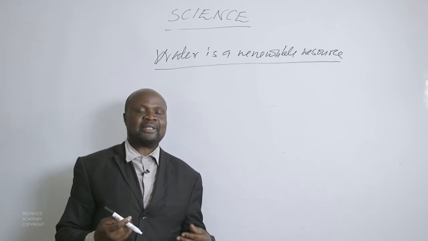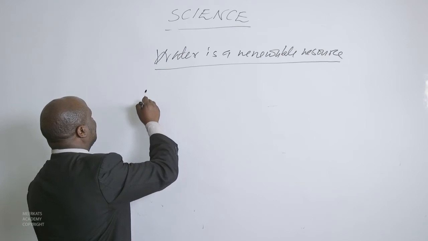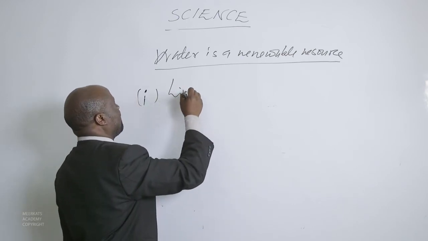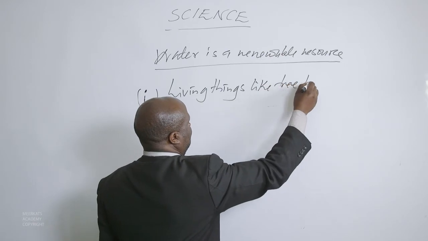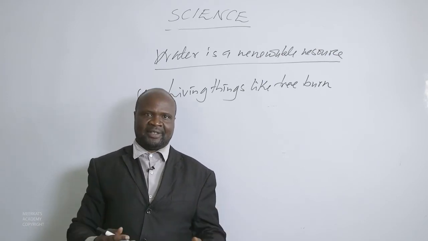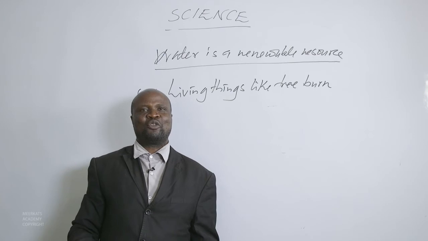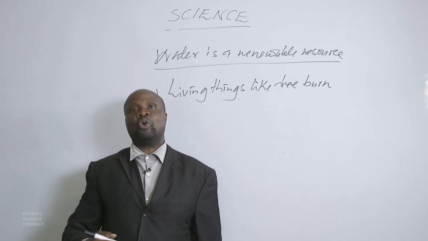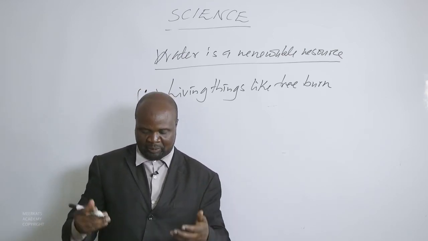So we're saying water as a renewable resource is made whenever, point number one, living things like trees burn. When we are burning living things like trees, we can think that we are destroying trees and destroying water. But water is only changing its state from the liquid state in which it was present in trees into water vapor. So when we burn living things like trees, we are making water. It will become clouds and so forth.